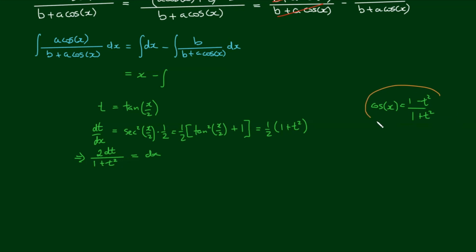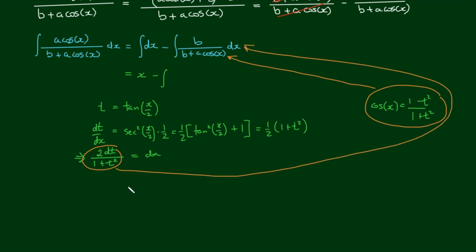Separating the differentials, on the left hand side I have 2, I'll move all the t's to the one side, so 2 dt on 1 plus t squared is equal to dx. So now cosine of x is substituted for 1 minus t squared on 1 plus t squared. dx is substituted for 2 by dt on 1 plus t squared. So the second integral becomes the integral of b on b plus a by 1 minus t squared on 1 plus t squared, times 2 on 1 plus t squared dt.